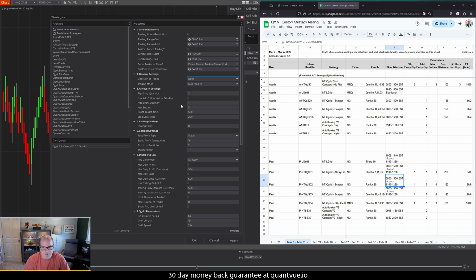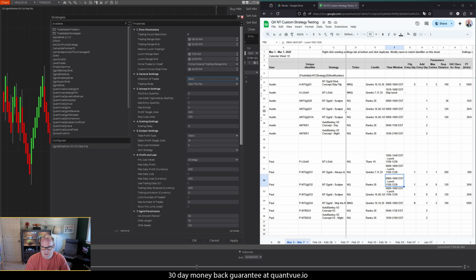Add entry quantity. From my chart here, I have a 1, so I'm taking 1 contract on the add dots. And then my max entries, I only want to take ads at 3 dots, so that's what I would put there. So max entries here, max entries here.